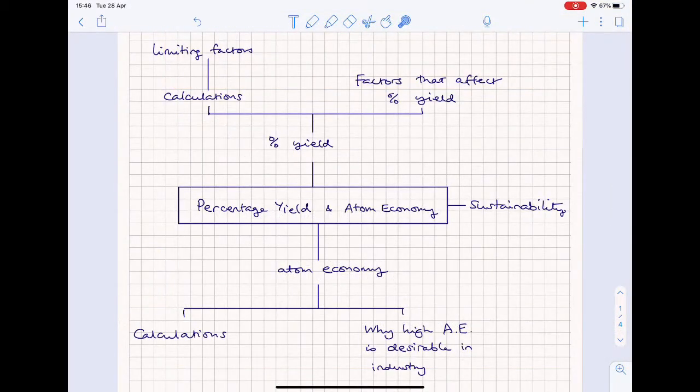So what you need to do for this topic is to work through the calculations in the classwork booklet on percentage yield and atom economy, and then learn some factors that affect percentage yield and also why high atom economy is desirable in industry. And these two relate to the idea of sustainability, the idea that the raw materials you need to use are in limited supply, and also that you don't want to produce waste products because you need to then deal with the waste products, whether they are toxic or whether they're harmless. You still need to dispose of them or store them, and there's a cost associated with disposing or storing those waste products.